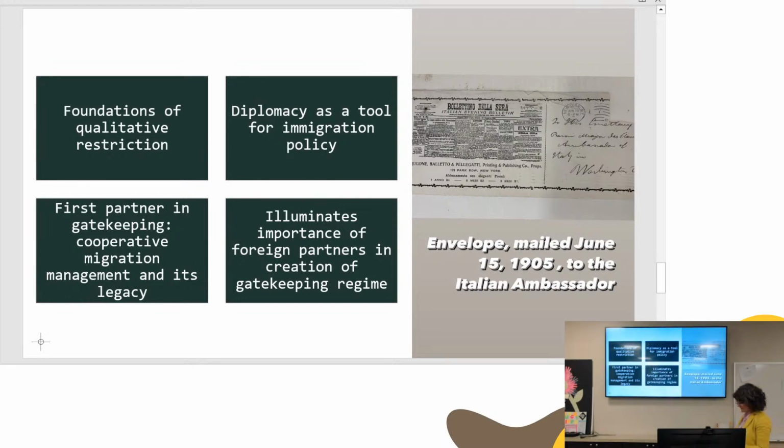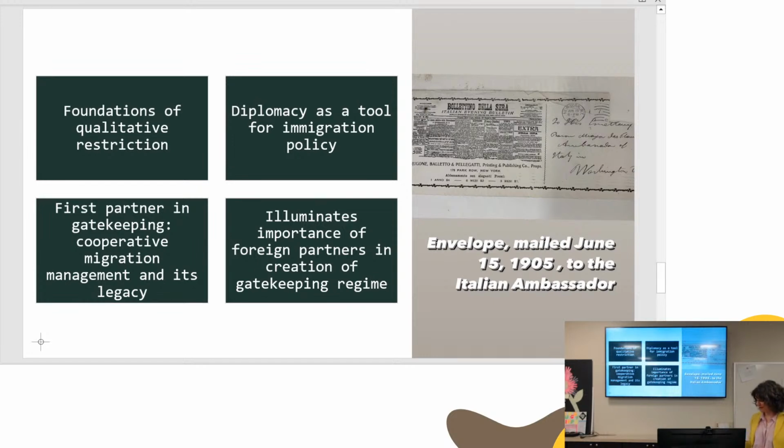And then finally, right, I think that working in foreign archives, especially in Italian diplomatic archives, provides evidence for how the politics of sending states shaped U.S. immigration policy, that it wasn't just a one-way street, right, that it was a two-way street, and that U.S. policy also influenced policy in different nations, which helps to actually decenter the United States. It's not just us making these laws and everyone else has to follow our rules.